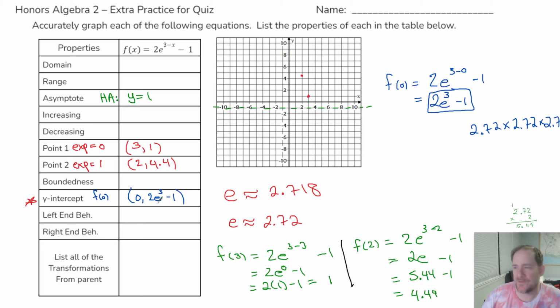In upper level math classes like you're in now, Algebra 2 is kind of getting to be an upper level class, we don't want decimals, right? We don't want anything where we have lost precision. So the most precise answer you could give is the answer that still involves e. And this is as simplified as it gets. So just give that. Anyway, moving on.